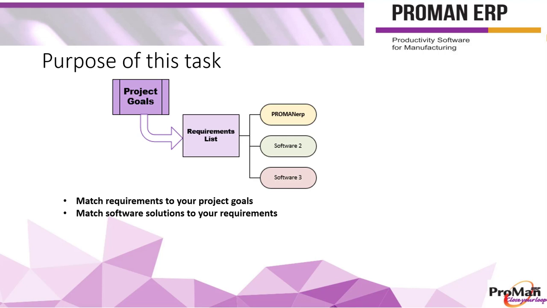Okay, so the purpose of this second part of this first stage is to take our project goals that we defined in the last video and turn them into our requirements. What do we need to run our business? And then ultimately down the road, we're going to try to match up some software solutions to those requirements and say, hey, who does these things and how do we see that answer?